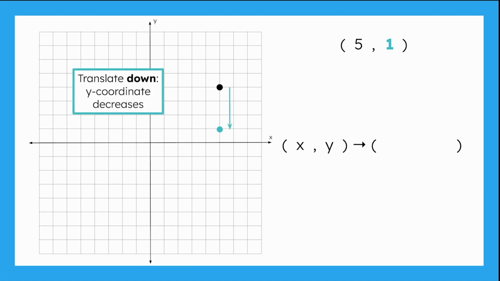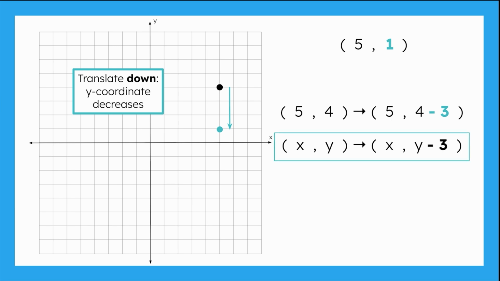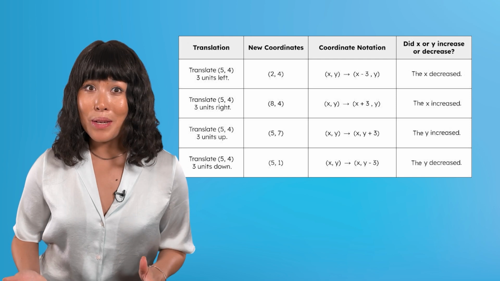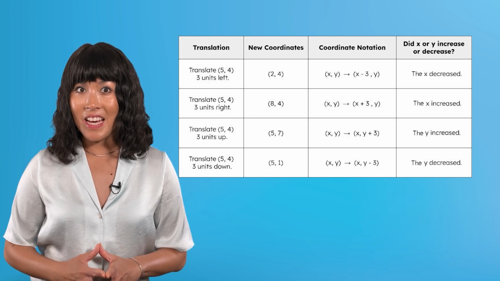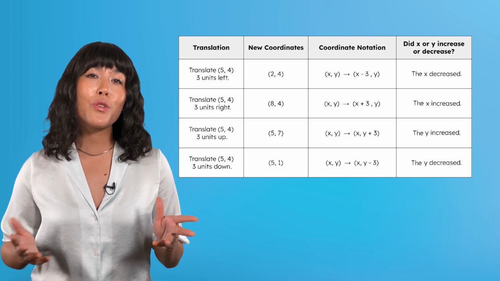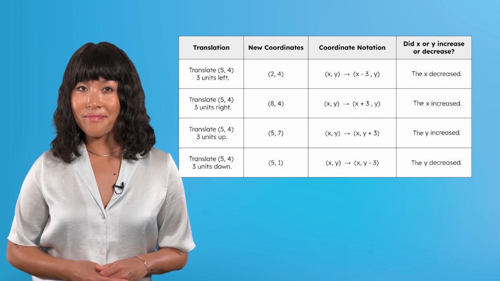As we translated the point down, the y-coordinate decreased. The starting point at 5, 4 translated down 3 units, so the y-coordinate of 4 was decreased by 3. Replacing the numbers with variables gives us our coordinate notation. Your completed table should look like this. Go ahead and pause the video so you can double-check what you wrote.